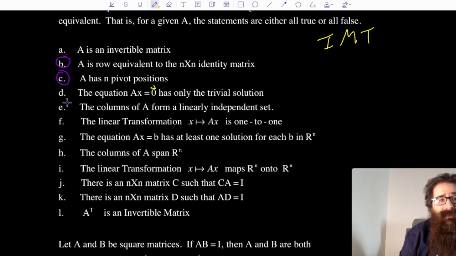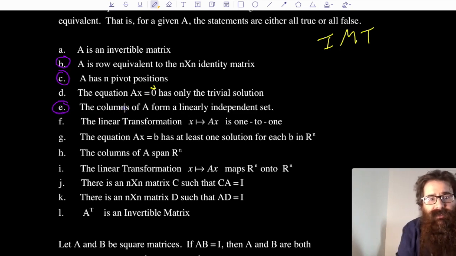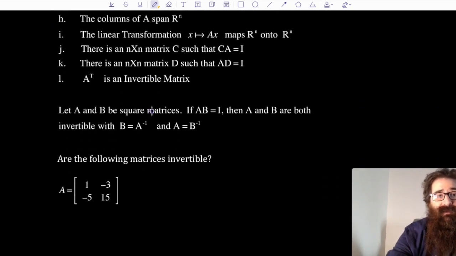And then even statement E is a really good one as well. The columns, if we can judge the columns based on whether or not they give us a linearly independent set or not. That's not to say that the rest of these aren't usable. We might even talk about using some of the other ones. But these three, at least, are some of the fastest ones that we can work with and the easiest ones to work with if we want to consider row reduction.